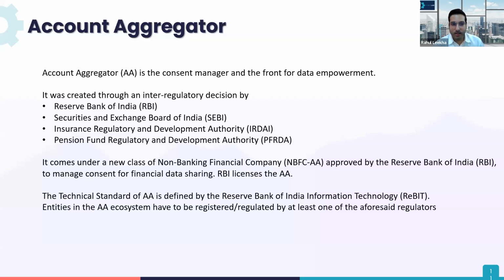When we look at Account Aggregator, essentially there are four bodies: RBI, SEBI, IRDAI, and PFRDA. These are the ones that have collectively created this ecosystem, and they've also created the NBFC AA. Somebody needs to have an NBFC AA license to be an account aggregator. But if you are regulated by RBI, SEBI, IRDA, or PFRDA, you can essentially be an FIU, which is a financial information user.